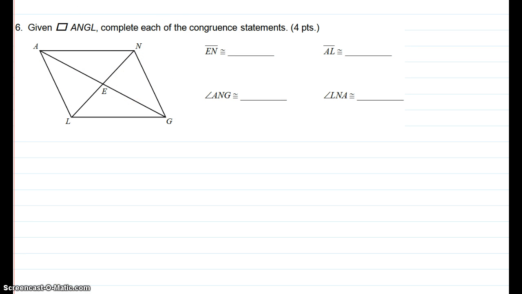All right, let's take a look at number 6. So given parallelogram, so this symbol right here means parallelogram, ANGL, complete each of the congruent statements given. So EN, this segment here, EN, is going to be congruent to. One of the things we know about all parallelograms is that their diagonals bisect each other. So we know that EN would have to be congruent to segment EL.